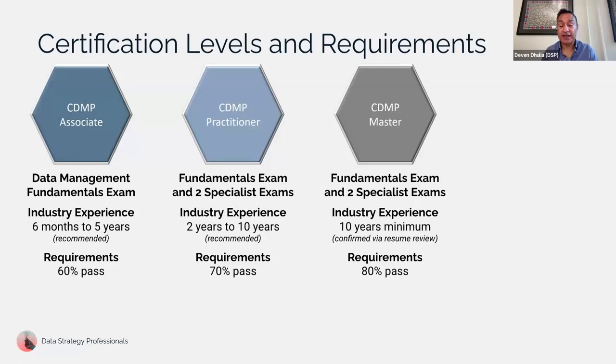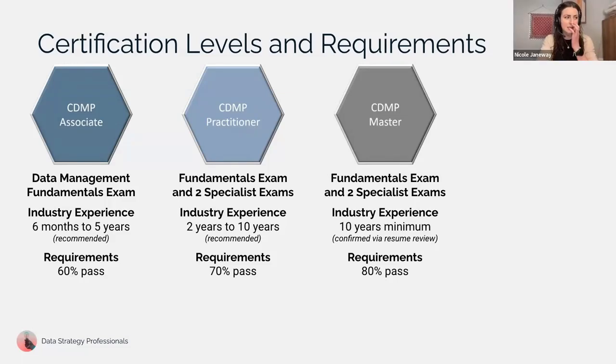To get to the next level, you have to take the fundamentals exam at the 70% passing rate, and then also take 2 specialist exams of the 7 available exams that they have. And that would also be at a 70% passing rate. And you need to have industry experience of about 2 to 10 years. Then finally, there is the CDMP Master certification level. For that, you have to take the fundamentals exam and pass it at 80%, and then 2 specialist exams again at 80%. And then you need a minimum of 10 years of experience in the industry.